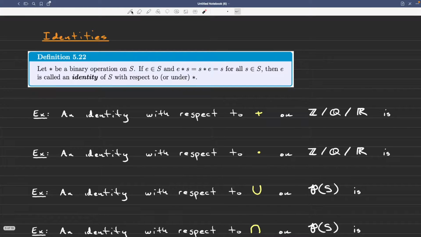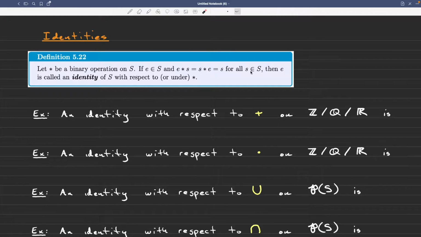So let's talk about identities with respect to binary operations. First of all, let's start with a binary operation on a set S. If you have this special element, we'll call it E in S, and it has the property that whenever you take E and any element little s, in either order, if you do E star s or s star E, you get back s, and this element E is special in that it does that for every element little s in big S, then we call E an identity of S with respect to the binary operation star.